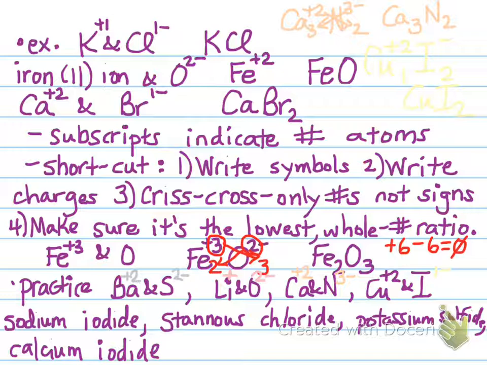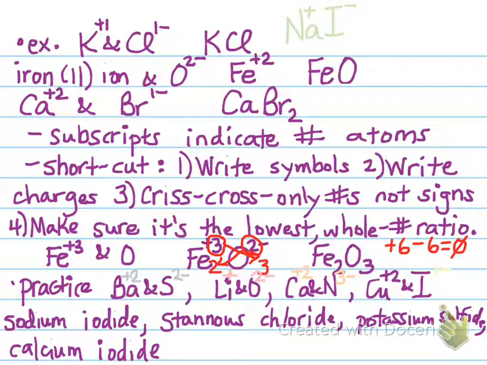Next, I have a name given, sodium iodide. So that means that I have to find the symbols and charges and crisscross and lowest whole number ratio for these. Okay. So again, my symbol for sodium is Na. Sodium is in group 1A, so it can lose 1 or gain 7. It's going to lose 1, so it has a charge of +1. Iodide is in group 7A. It has 7 valence electrons, so it's going to lose 7 or gain 1. It's going to gain 1, so I would crisscross down 1s, and NaI would be my formula.